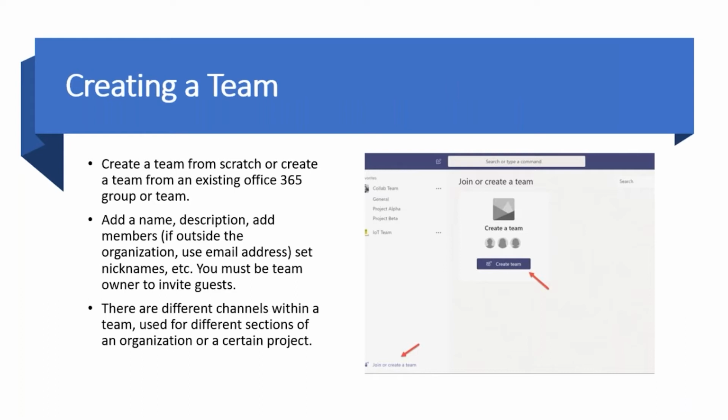So creating a team. You can either create a team from scratch or create a team from an existing Office 365 group or team. You can add a name for the team, description, add members. If the member is outside the organization, you can use their email address. You can set their nicknames, but note you must be the team owner to invite your guests.